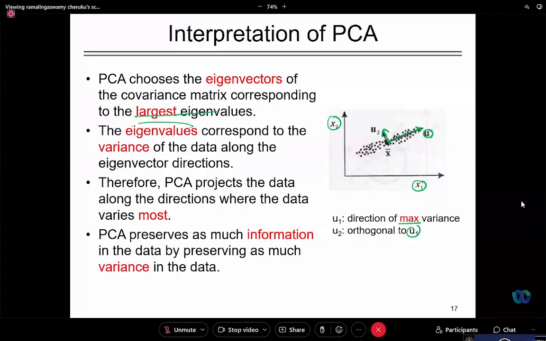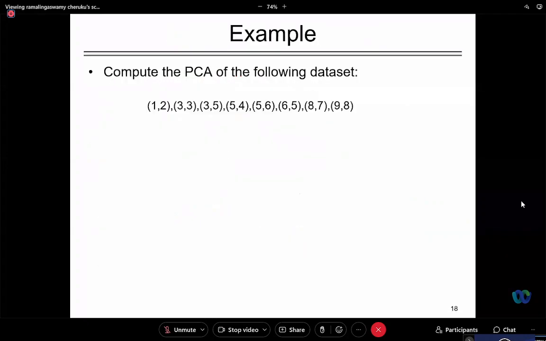It corresponds to how much variance is preserved in the direction of the eigenvector. Therefore, PCA projects the data along the direction where the data varies most. In the direction in which the data varies most, in that direction we project these orthogonal principal components. PCA preserves as much information in the data by preserving as much variance in the data. That is, preserving information is nothing but preserving the variance. This is one example, so you can go through it.